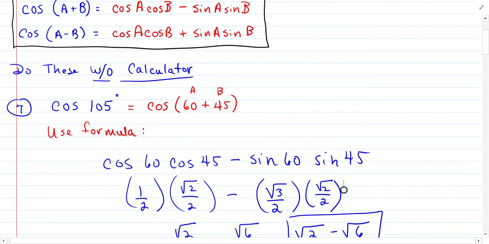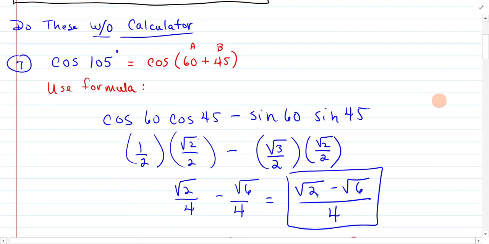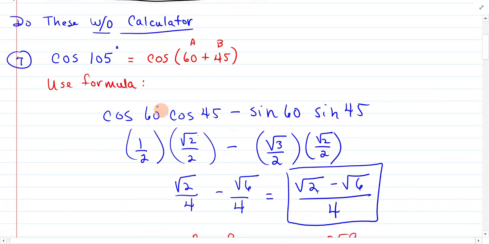So if you had the cosine of 105 and you didn't have a calculator, you could think, well, are there two angles that I know the trig functions for that would add up or subtract to give me this value? Well, 105, you can add 60 and 45. So 60 becomes your A and 45 is your B. And when you look at the formula, cosine of A plus B is cosine A cosine B minus sine A sine B. So you just maybe write the formula down and then plug in.